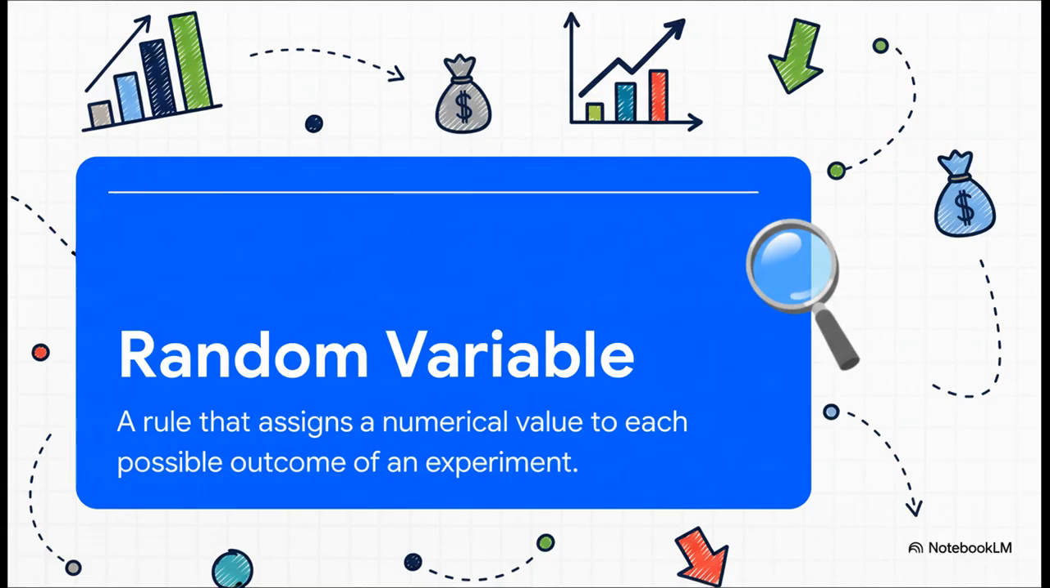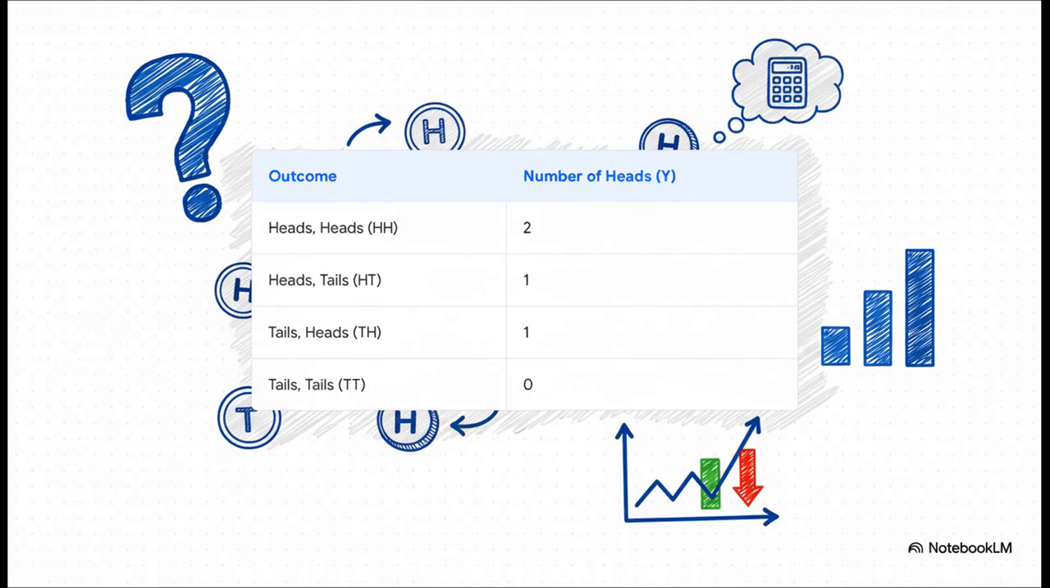It takes every possible result of some random event, like picking assets or flipping a coin, and it just assigns a number to it. It's what turns real-world outcomes into a mathematical language we can use. And for our purposes today, we're just going to call it Y. Let's look at a super simple example to see how this works.